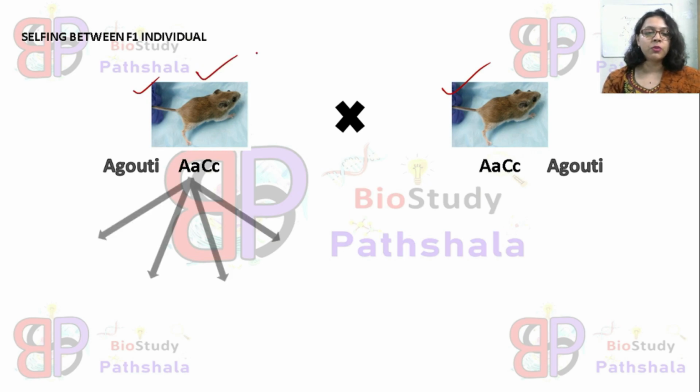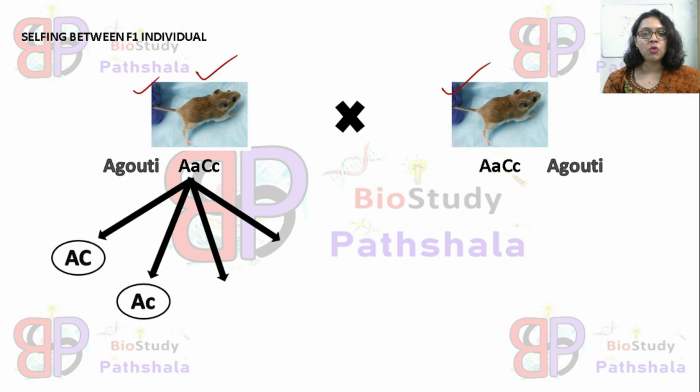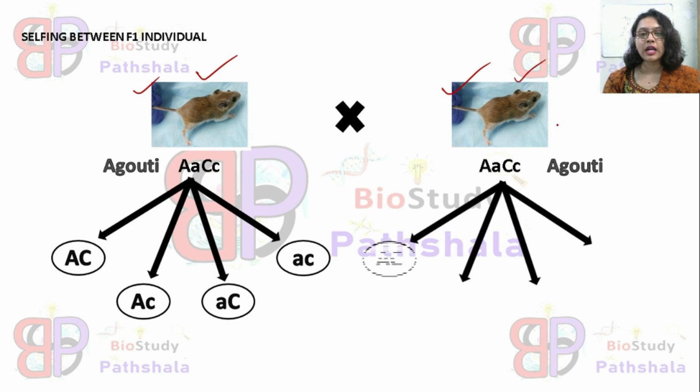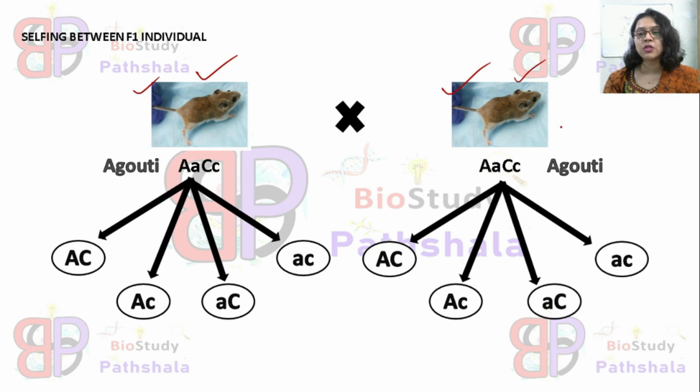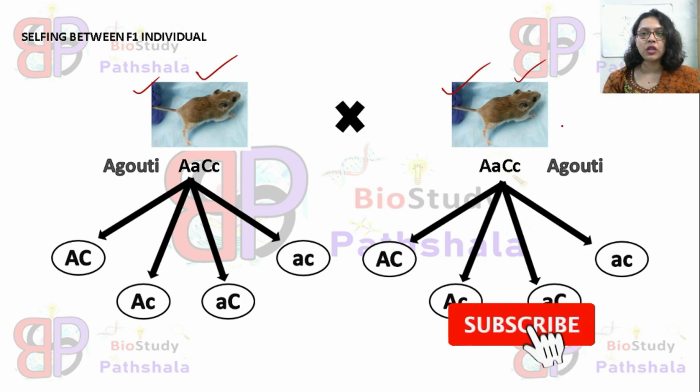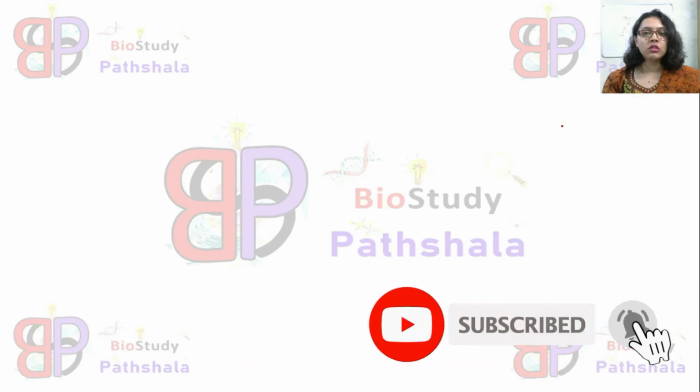This individual will produce 4 types of gametes: capital A capital C, capital A small c, small a capital C, and small a small c. Again, the other individual will produce the same 4 types of gametes: capital A capital C, capital A small c, small a capital C, and small a small c. Now we will see the cross between these 2 individuals through a checkerboard.